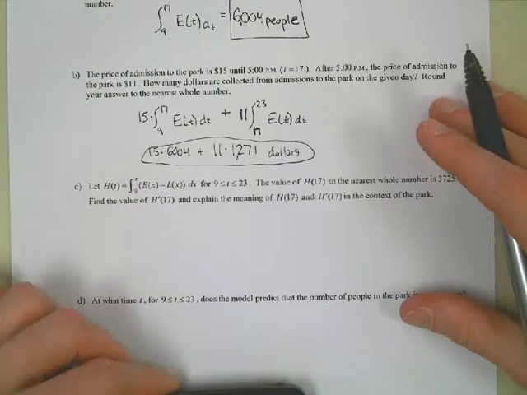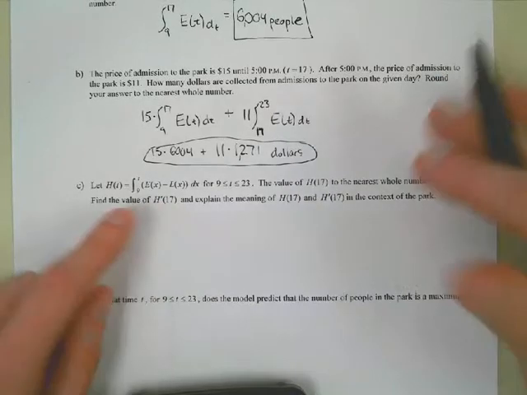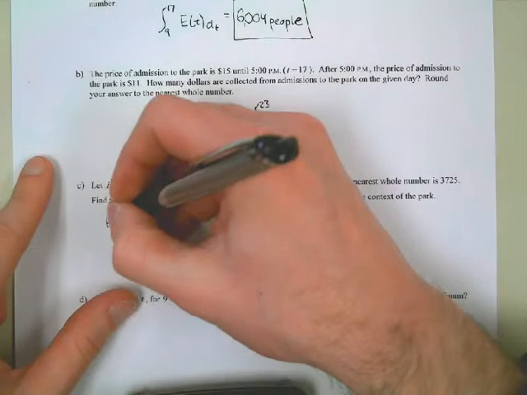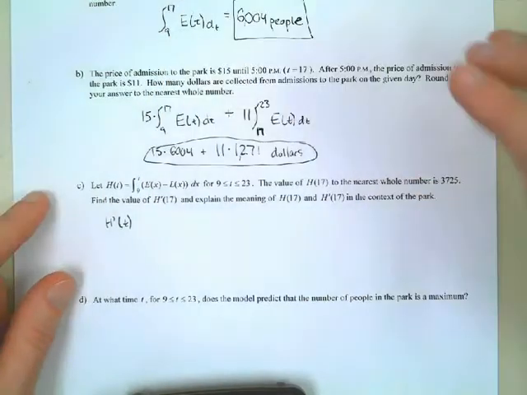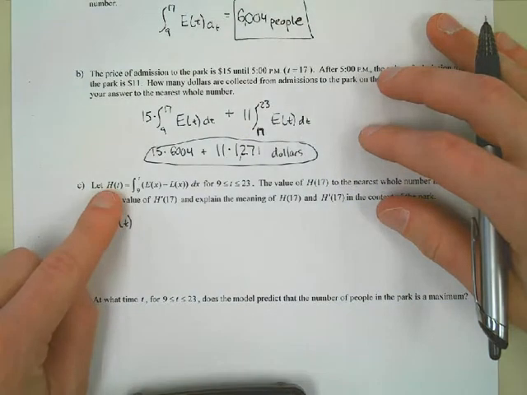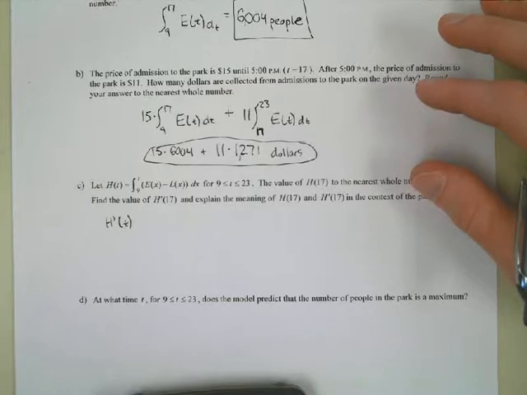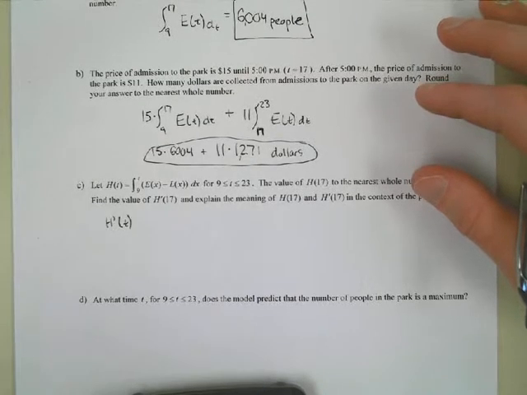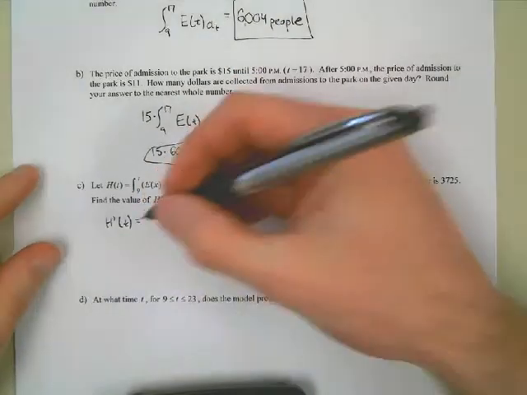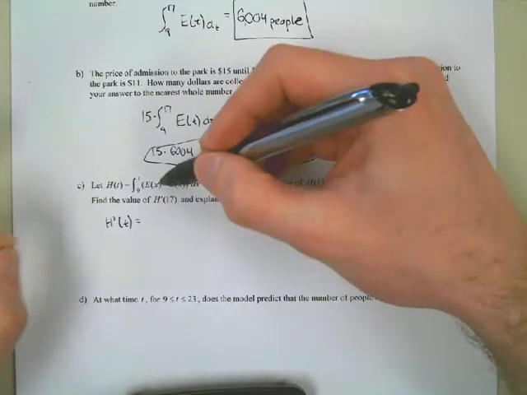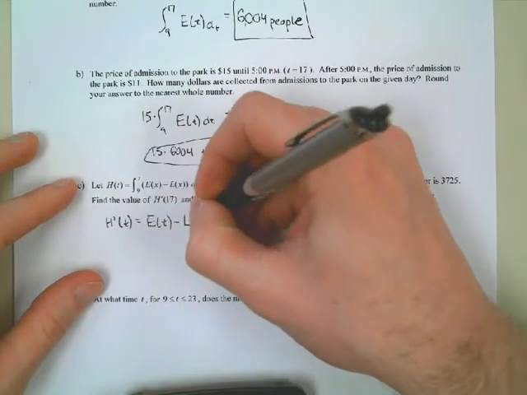All right, so let's first find the value of h prime of 17, because that's what it asks for first. h of t is defined for us right here, this function. I want to take the derivative of this function, which means I'm taking the derivative of an integral. What theorem? The second fundamental theorem of calculus. When you take the derivative of an integral, it cancels out, and the x gets replaced with the variable there. So it's now e of t minus L of t times the derivative of t, which is just 1.